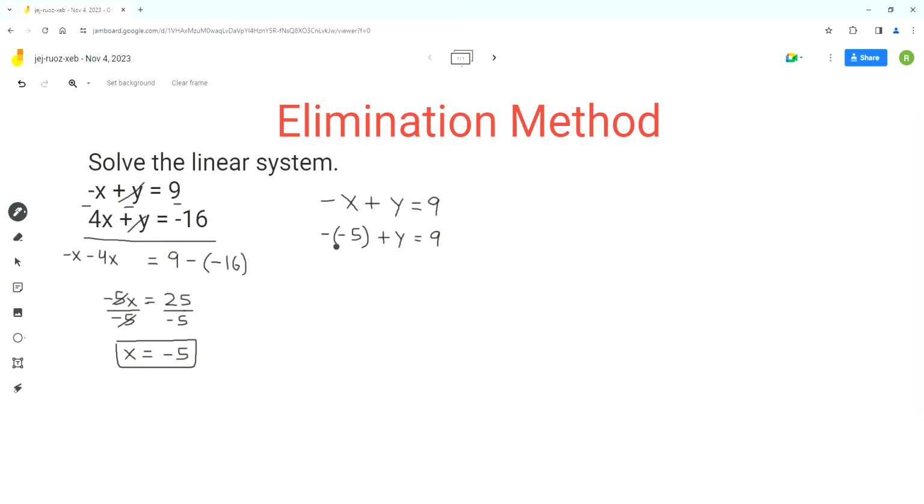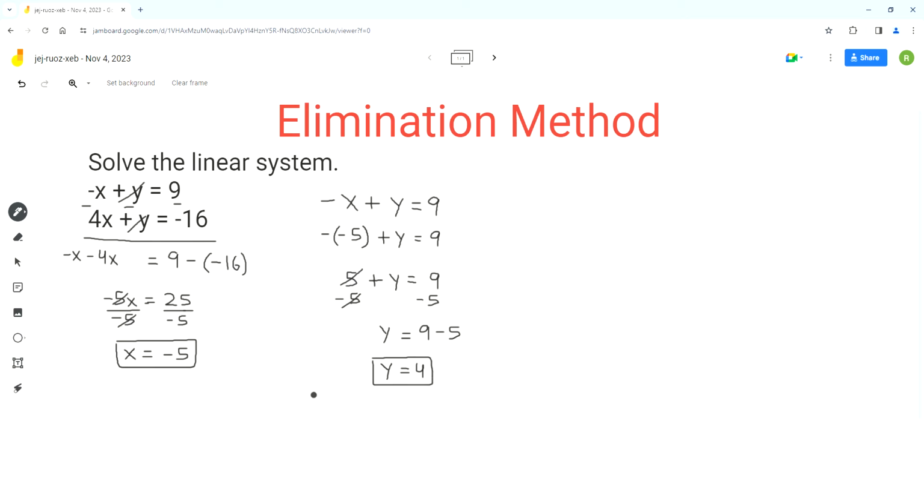Now we can combine these two negative signs. So minus -5 is equal to 5. So 5 plus y equals 9. And now we can isolate y by subtracting 5 from both sides. So the 5's on the left side cancel each other out, and we end up with y equals 9 minus 5, which is equal to 4. So this should be the final answer for the value of y.